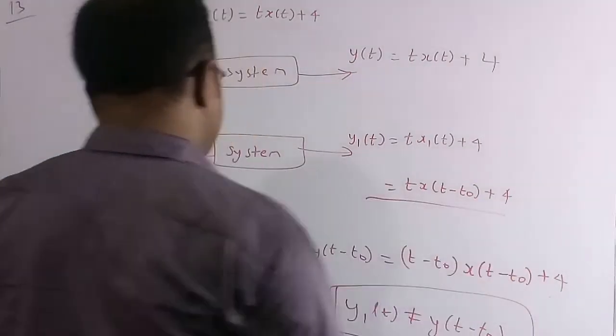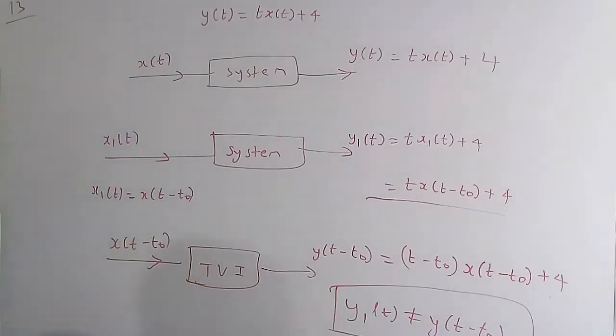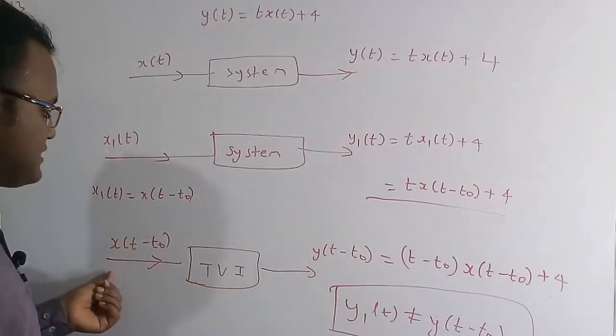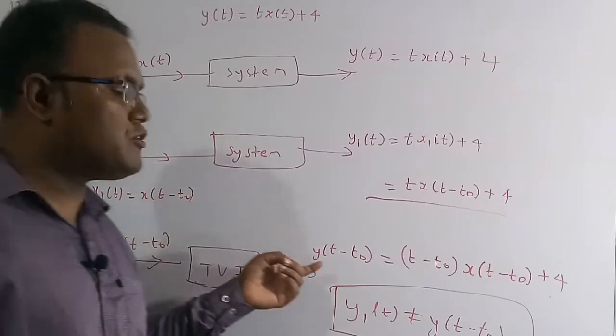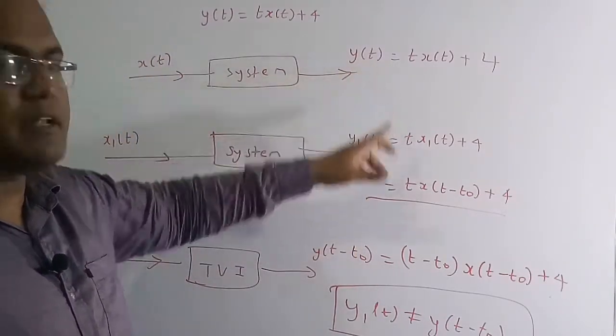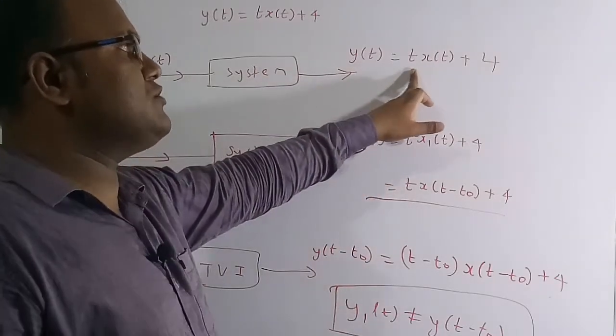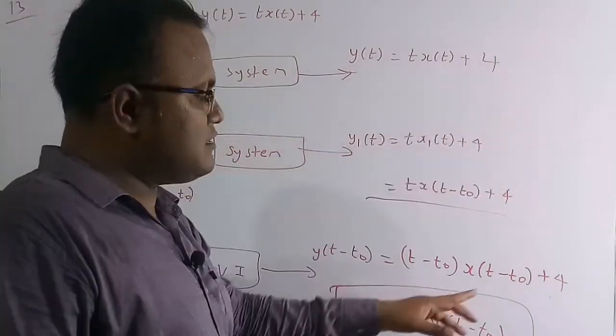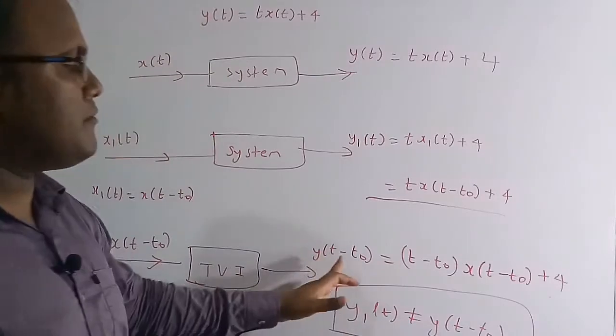But actually for a linear time invariant system, whenever there is a small delay in the input, the same amount of delay has to be present in the output also. So therefore wherever t is there, substitute t minus t naught. So therefore t minus t naught into x of t minus t naught plus 4. This is the expression we got for y of t minus t naught.